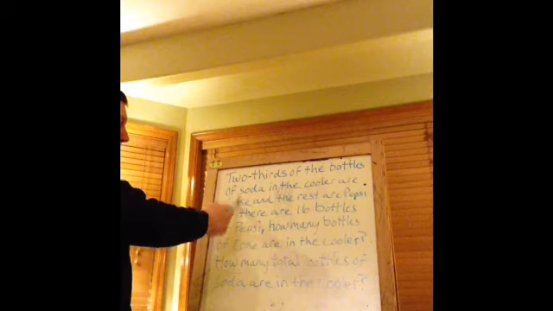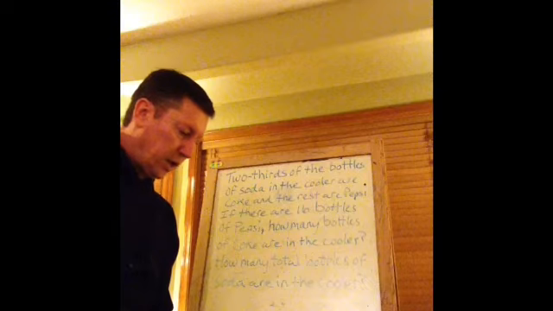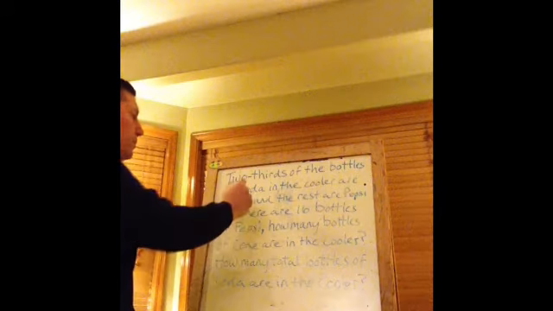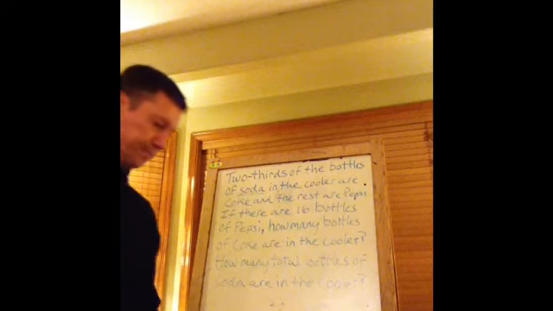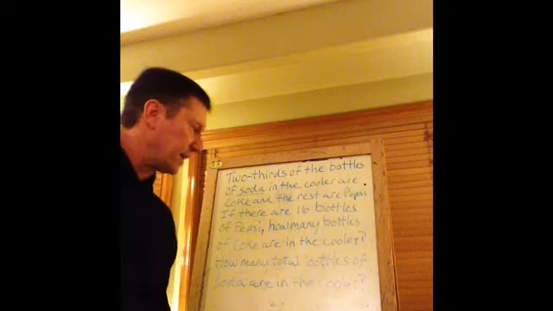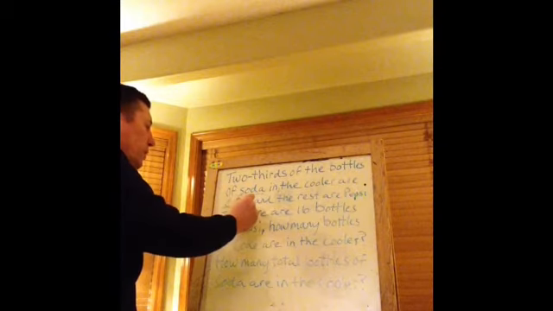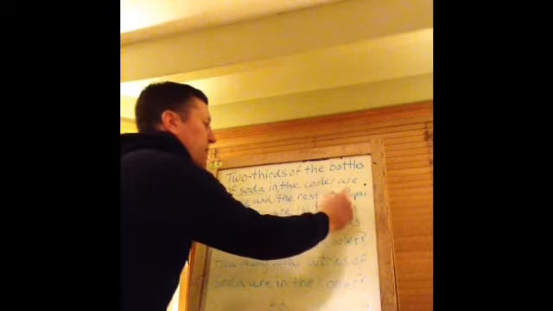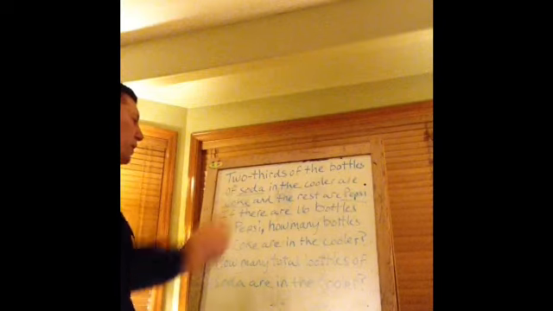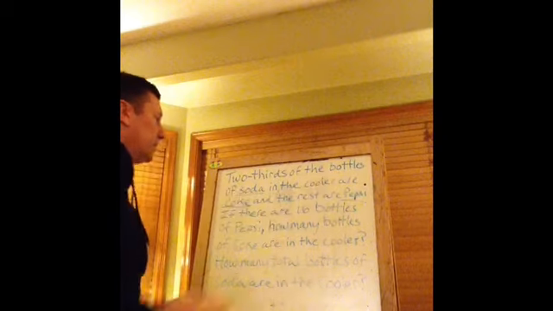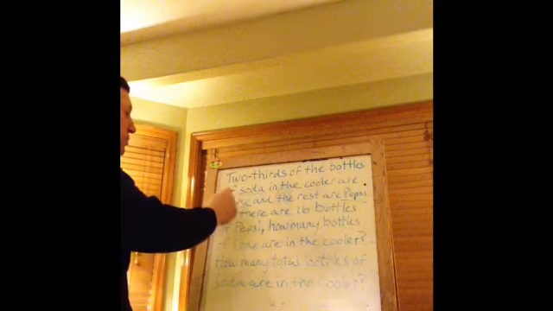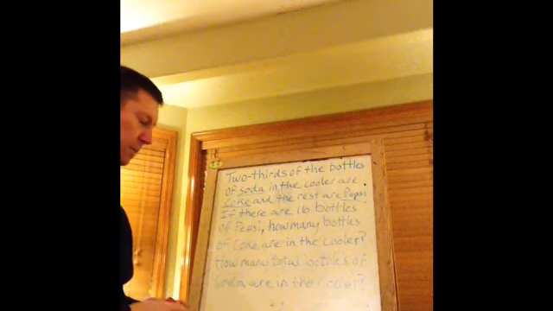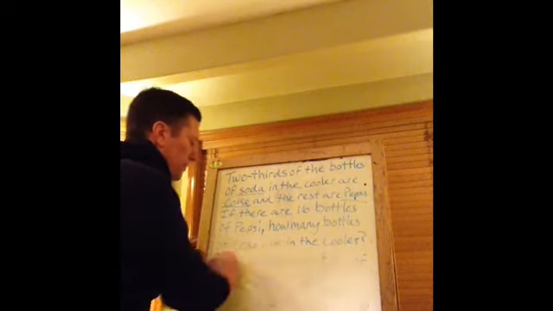Soda, Coke, Pepsi. Good. What is the first class named in the problem? Soda. Good. What is the second class named in the problem? Coke. And what is the third class named in the problem? Pepsi. That's right. So we have soda, Coke, and Pepsi. So this will be our big class, and these will be our subclasses. Write that on your paper while I erase the board.